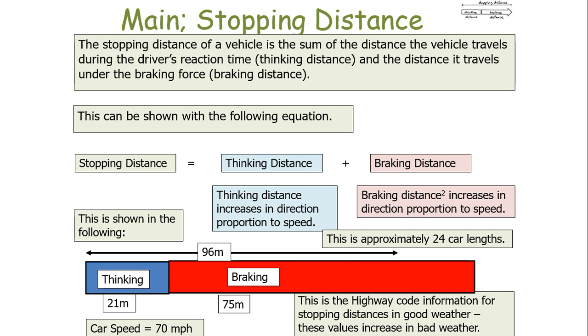So you'll see that the braking distance has increased at a much higher rate than the thinking distance. So now at the higher speeds, a greater proportion of that stopping distance is due to the braking distance than it is at the lower speeds.